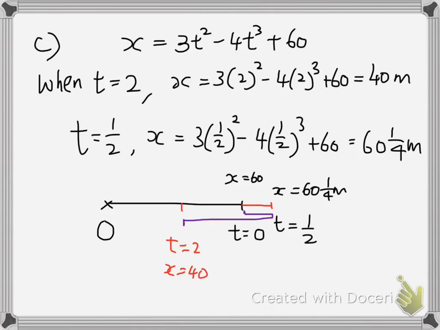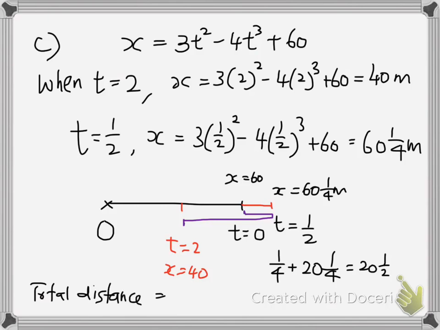Right? So what is the total distance that it has traveled? So this is the purple color that you're looking at. So it would be a quarter. And then after that, it will be a 20 and a quarter, right? Which is 20 and a half. So the total distance it has traveled is 20 and a half. So what is the average speed? 20 and a half divided by 2, which is 10.25.